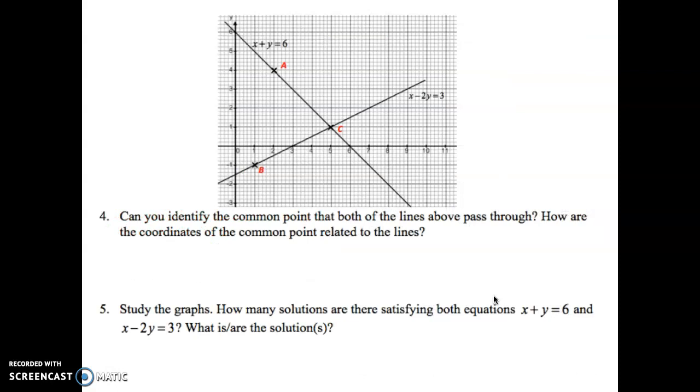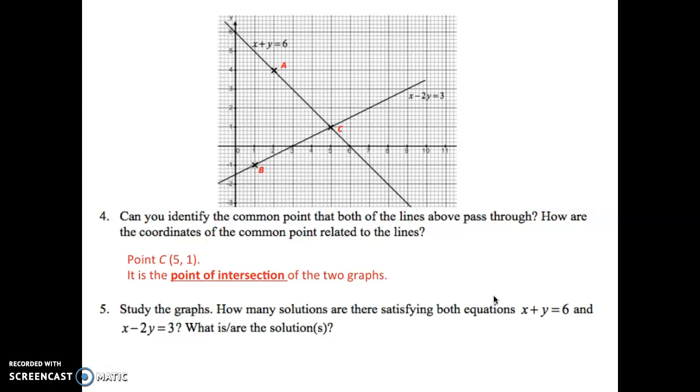Okay, in question 4, it wants us to identify the common point that both of the lines above pass through. How are the coordinates of the common point related to the lines? So, we have identified earlier on that point C lies on both of the lines. So we'll write here point C and bracket the coordinates (5, 1). We say that it is the point of intersection of the two graphs, since it lies on both of the graphs.